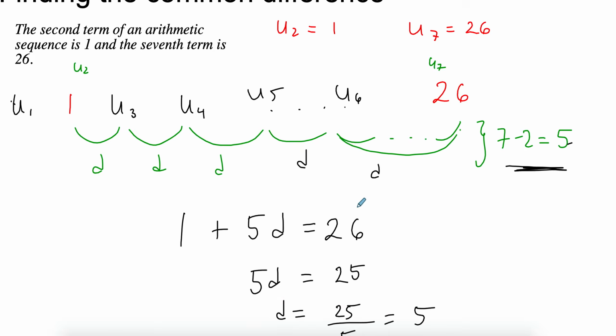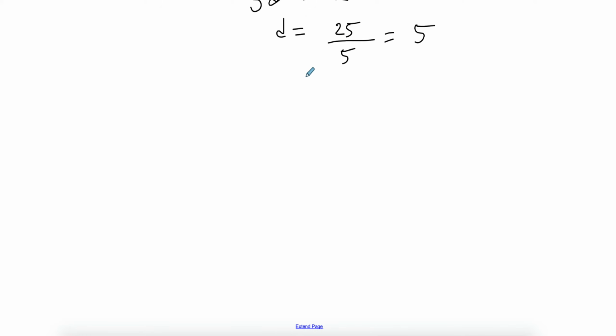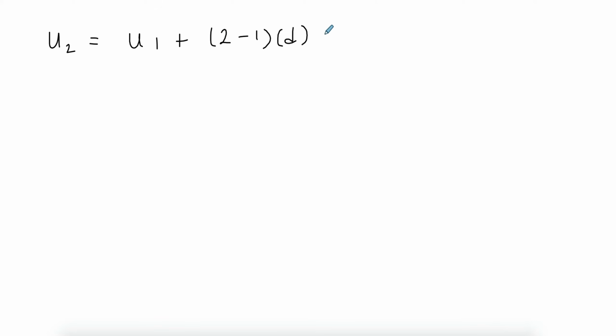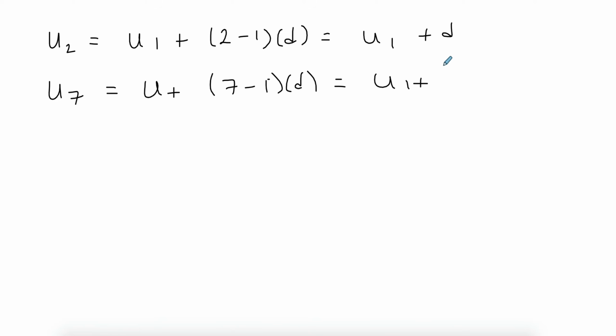But to actually use the formula, now I'm going to go through the longer method, which is to use simultaneous equations, which maybe would make sense for some people. So you think, well, now I'm stuck. I don't know what to do. But I know that u2 is equal to u1 plus 2 minus 1, times the difference. If I simplify this, I'm going to get u1 plus d. And u7 is u1 plus 7 minus 1 d. And if I simplify this, I'm getting u1 plus 6d.